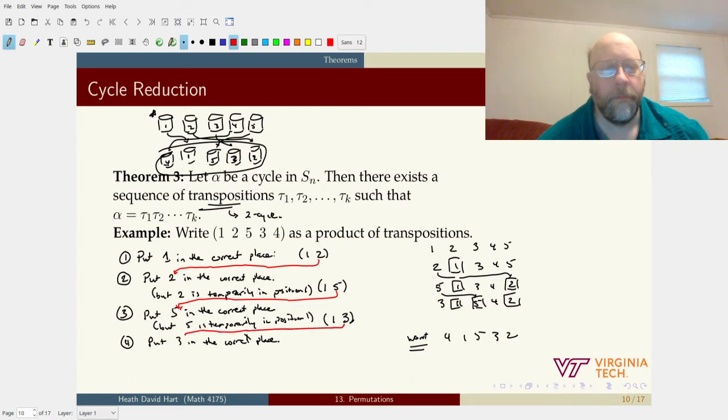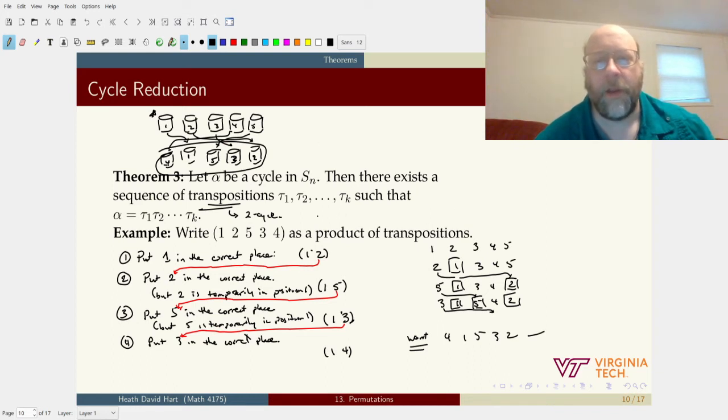All right. So to put 3 in the correct place, again, 3 is temporarily in position 1. I want to take the thing that's in position 1 and move it to position 4. So I'm going to switch position 1 with position 4. And then what happens is we now have 4, 1, 5, 3, 2, which is exactly what we wanted. And so we had to do 1, 2, 3, 4 different swaps. And we had to do them in this order.